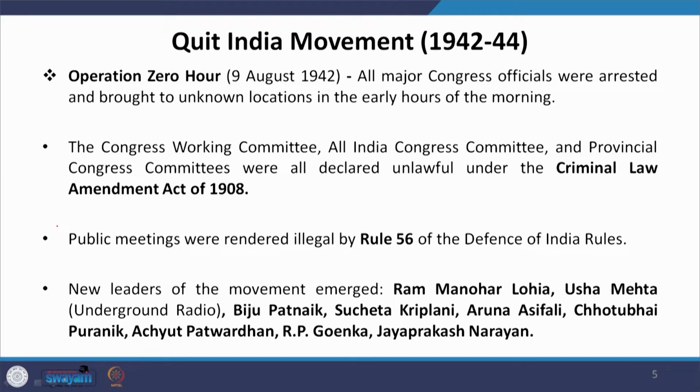As a result of Quit India, India saw new leaders coming up. Ram Manohar Lohia, Usha Mehta from underground radio, we had Biju Patnaik, and then Sucheta Kriplani, Aruna Asif Ali, Chotubhai Puranik, Achyut Patwardhan, R.P. Goenka, and of course Jayaprakash Narayan.